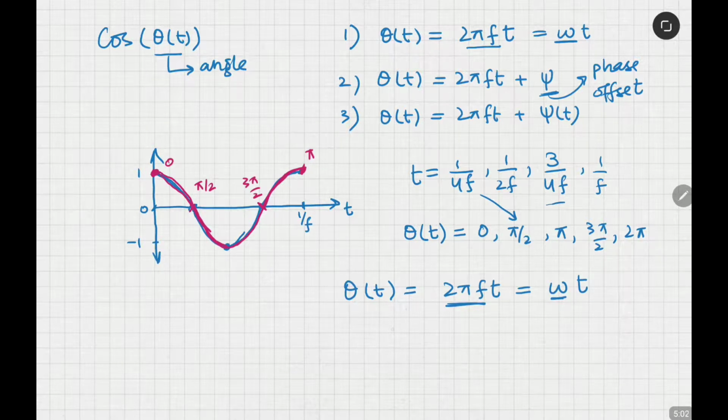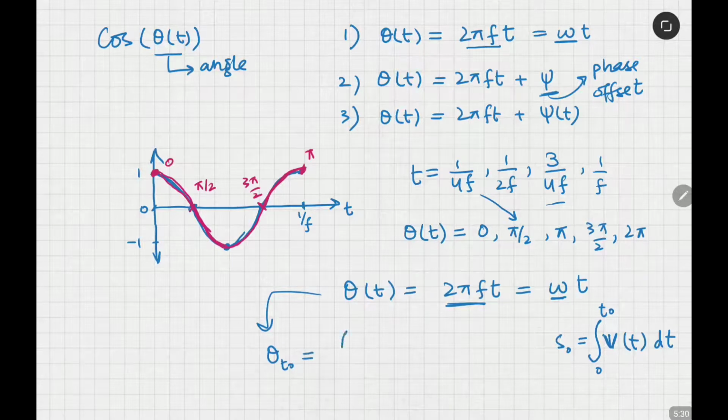Now, the phase would be the distance. So how do you find a distance from velocity? Remember that the instantaneous distance covered by a car from 0 to t naught is the integral of velocity. Similarly, in this case, phase at time t naught would be the integral of the angular frequency, which is 2 pi f, or the angular velocity in this case, d of t from 0 till t naught.